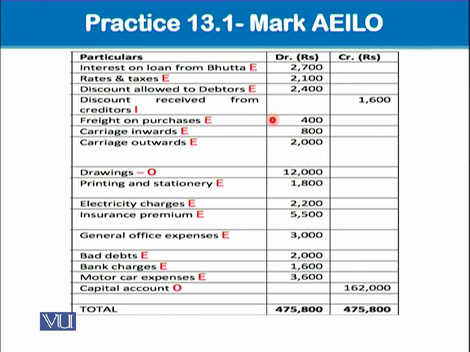Freight on purchases. Don't get confused. Again say, yes, appearing in the debit side it would be your expense or asset. So yes, it is an expense. E, good. Carriage inwards, expense. It is your carriage expense. Carriage outwards, don't think too much. Yes, it is your expense appearing in the debit side. At least while reading the trial balance, you should not get confused. So in the trial balance, carriage outwards is your expense.